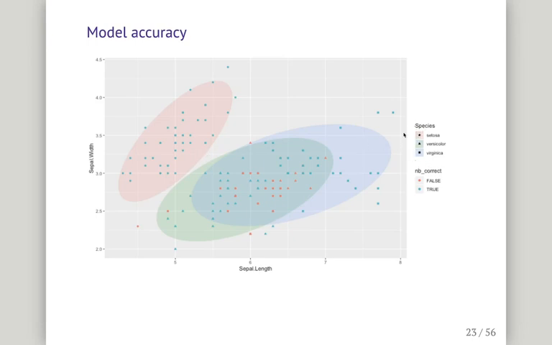The plotting character, the shape of the plot, changes depending on the actual species. So you can see a lot of coral squares. These are the misclassified Virginica irises. The coral triangles are the misclassified versicolor irises.